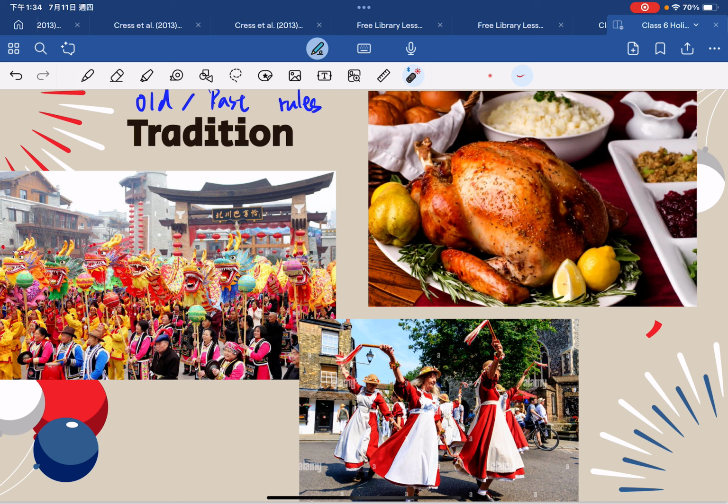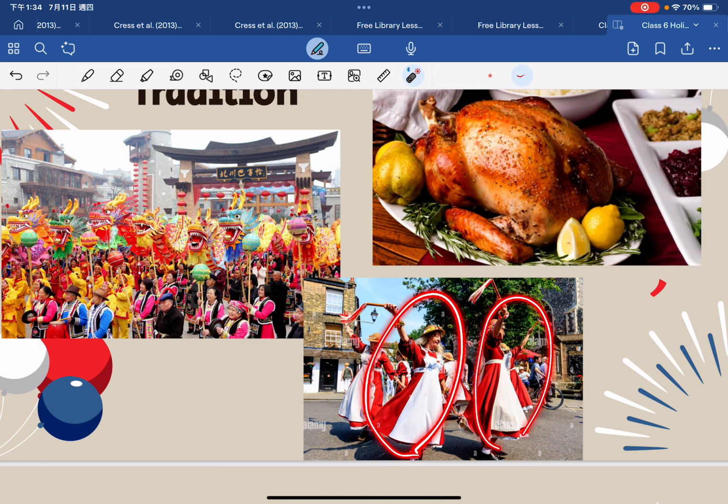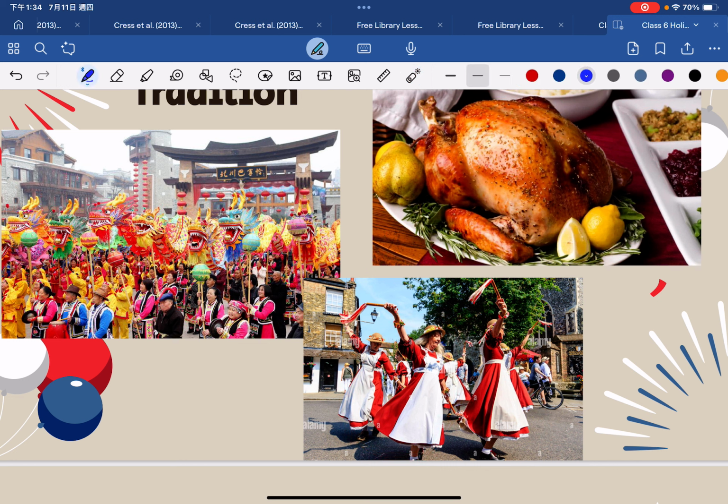So at the bottom, we have people wearing red. This is a special outfit. What is this called? This is called a costume. Costume. So this is also called a traditional costume.